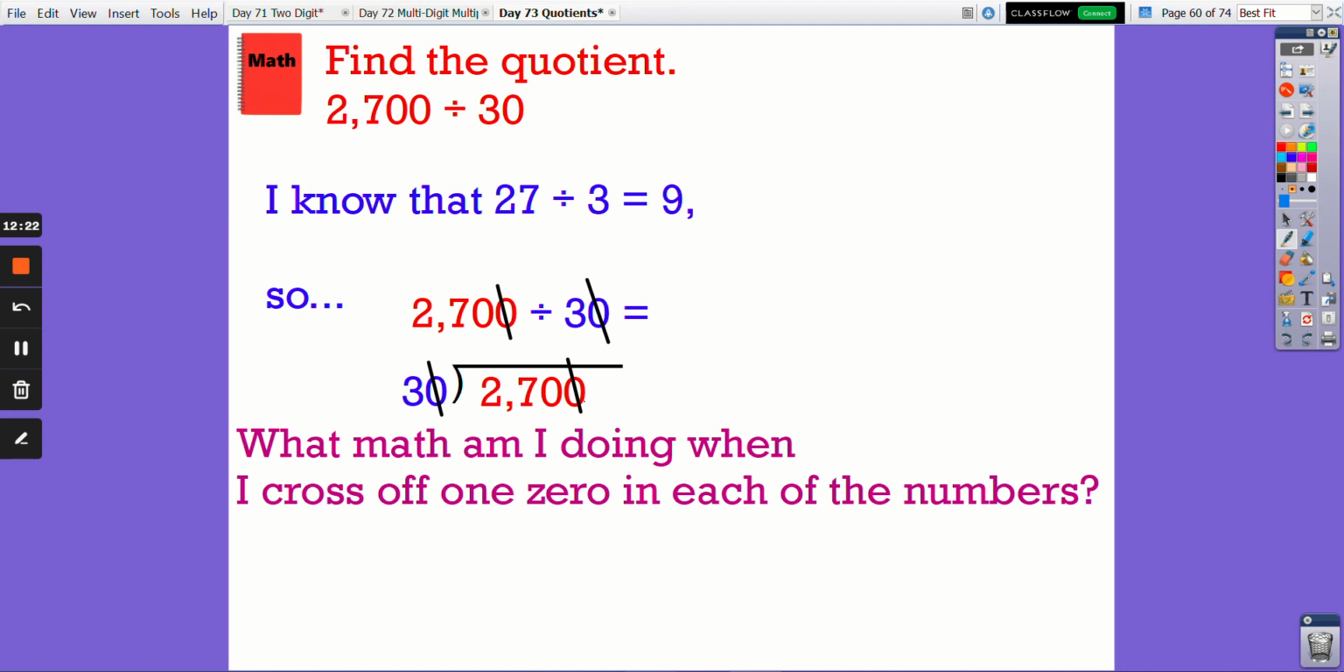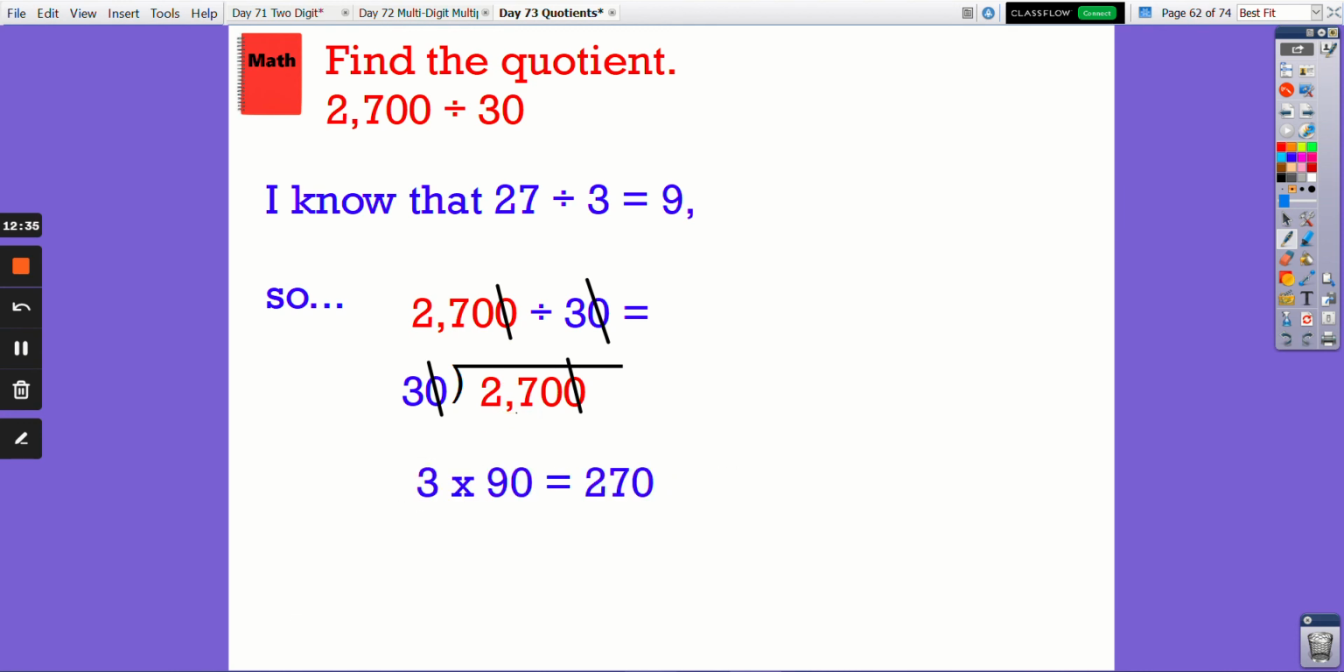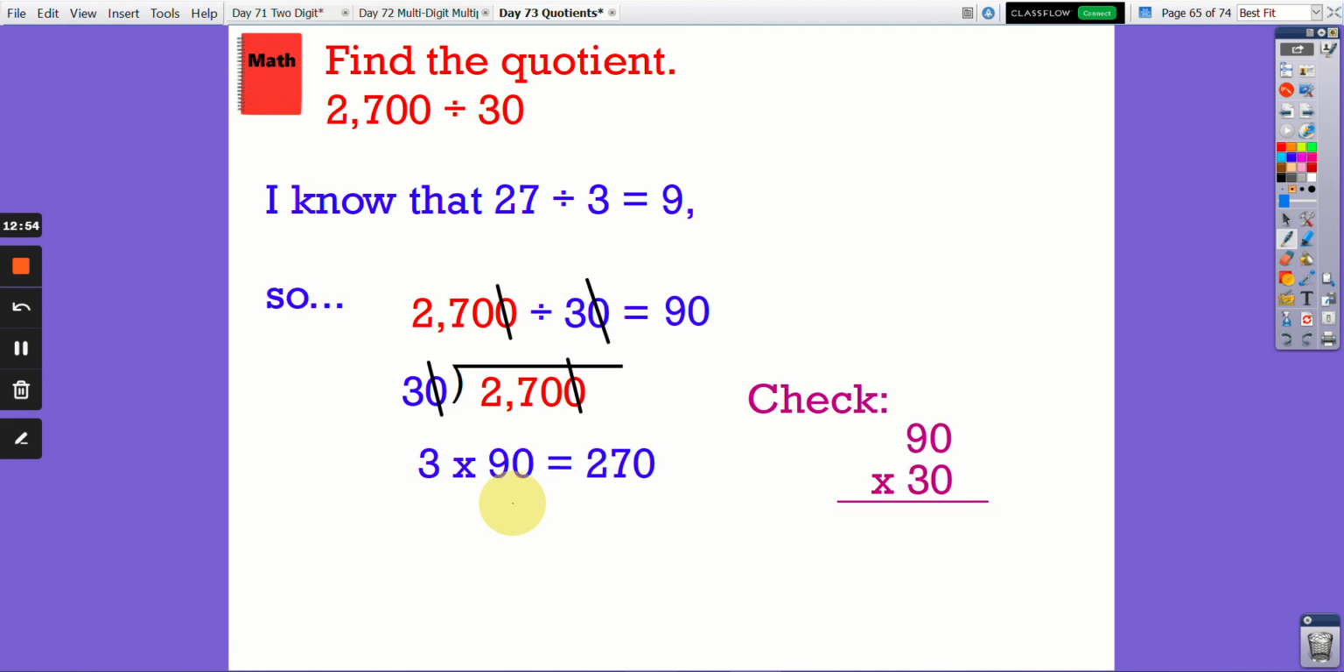So now this is a division problem we can manage. We already know 3 doesn't go into 2, but we know that it goes into 27. So we can do this problem, right? So 3 goes into 27 9 times. We just said it doesn't go in here, but it goes in 9. And we have an extra 0, so we end up with 90 as our quotient. So we can check that. 90 times 30, we're going to end up with 2,700.